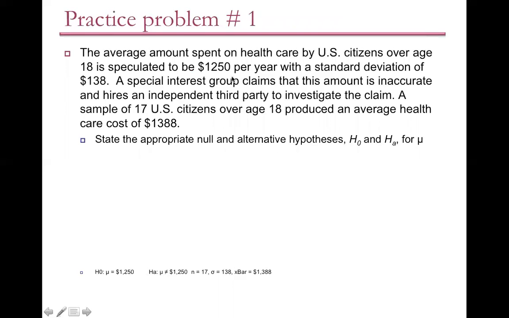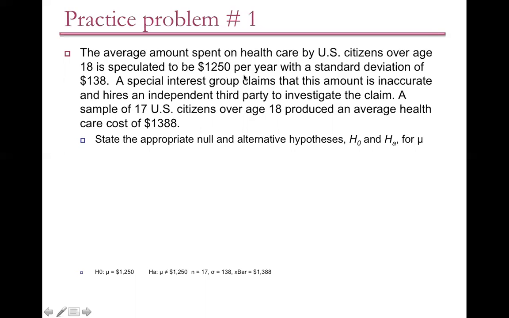This is an old problem, as you probably know when you see the numbers. The average amount spent on healthcare by U.S. citizens over the age of 18 is speculated to be $12.50 per year. Well, that might have been true 20 years ago, but probably not even then, with a standard deviation of $138. So what we have right there is the given conditions. The mean is 1250 and the standard deviation is 138.